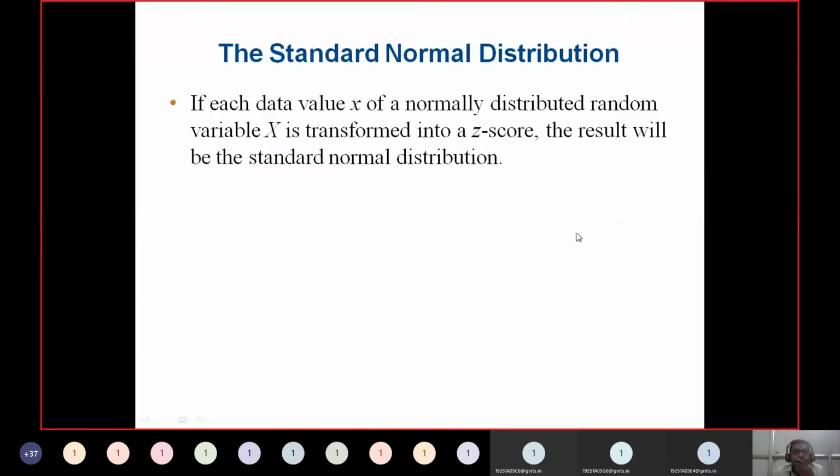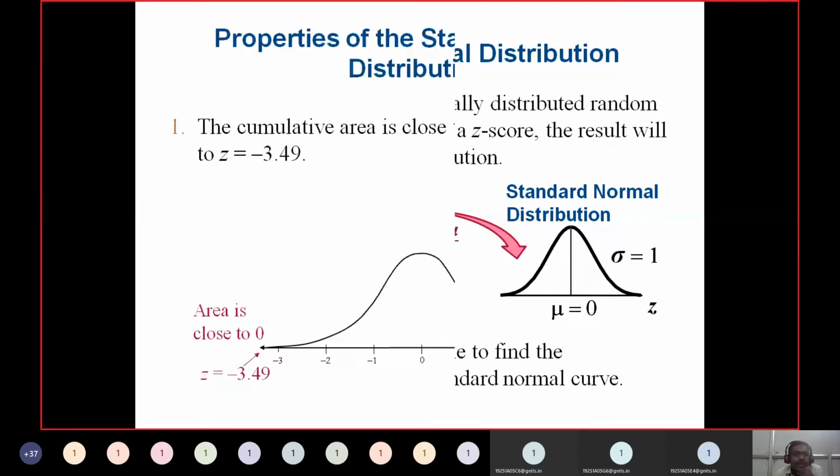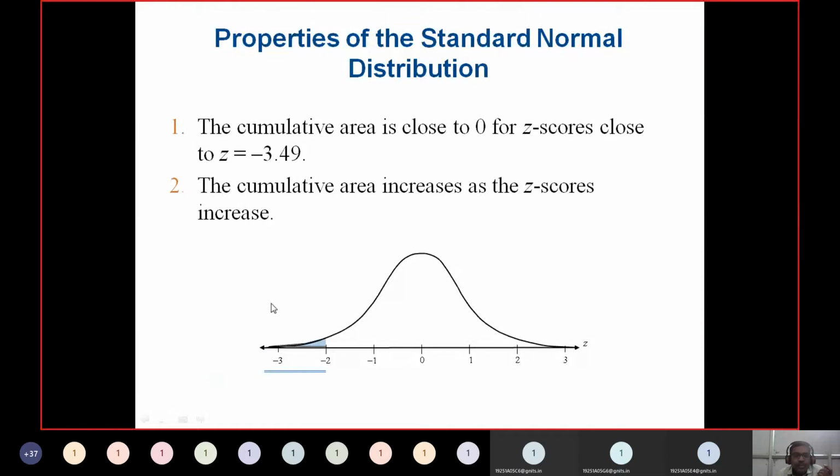Any normal distribution can be converted into a standard normal distribution. From the standard normal distribution, we should be able to find the normal probabilities. Almost 99.99% of the area is between mu minus 3 sigma and mu plus 3 sigma. For a z value closer to minus 3.49, the cumulative area will be almost 0, and from minus 3.49 to 3.49, the cumulative probability increases.